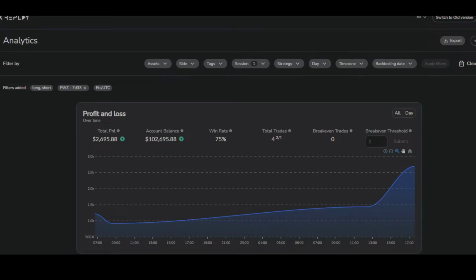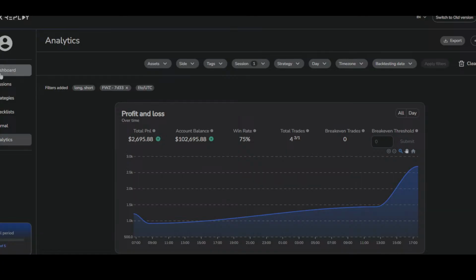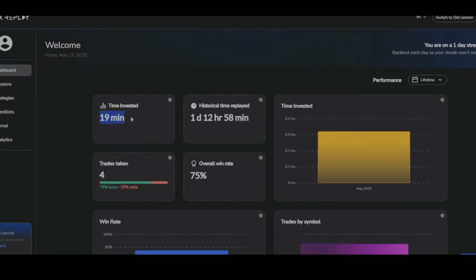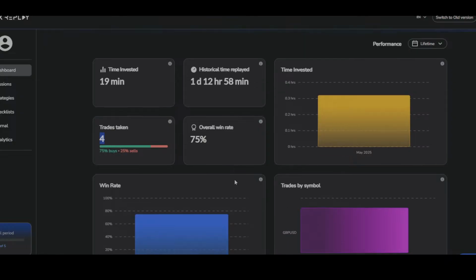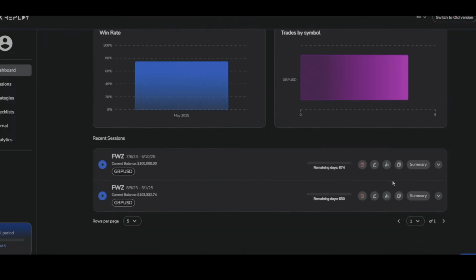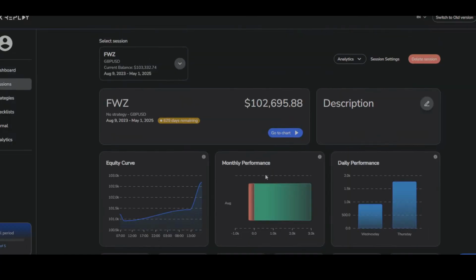Now we see the dashboard. Within 19 minutes, 90 minutes in back testing, we got 4 trades. And within 1 day, 12 hours of data, we got 4 trades. Overall win rate 75%. It's great, right? Let's see the summary.